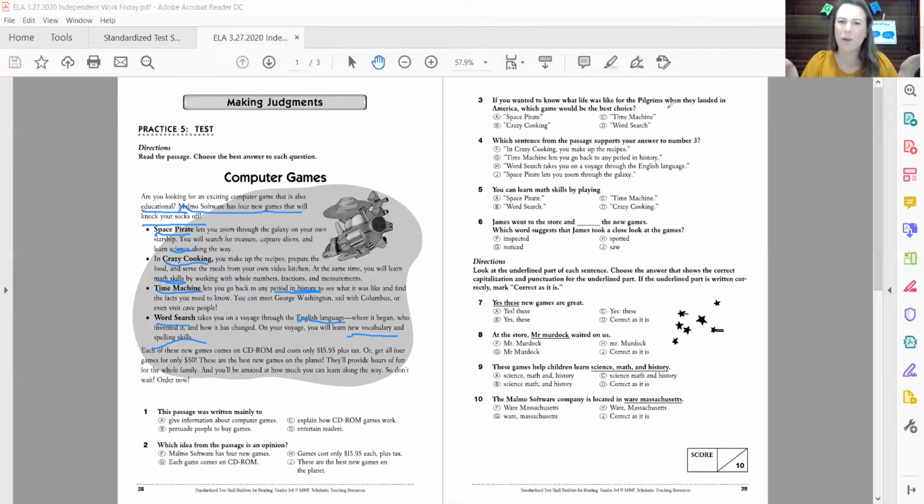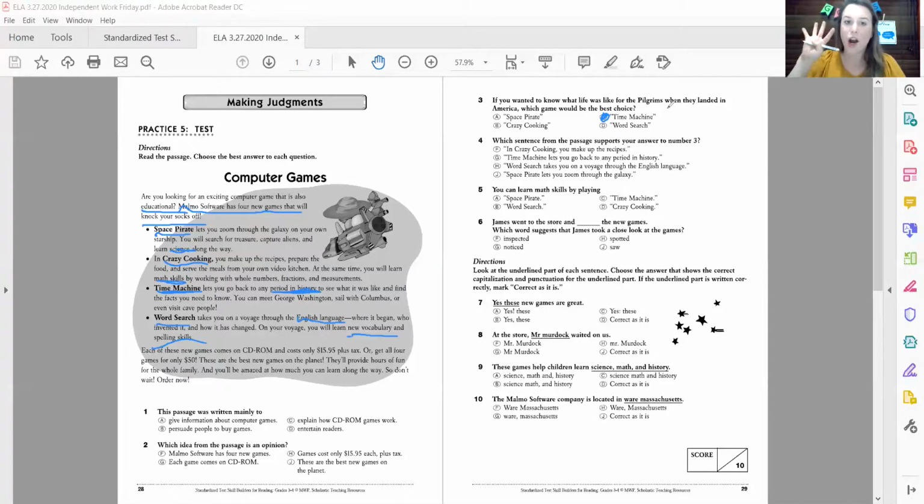So which one would apply to the Pilgrims when they landed in America? Well, think about this, you guys. When did we learn about Pilgrims landing in America? We learned that in social studies, which is history. And Time Machine deals with history. So if you wanted to go back and see what Pilgrims were like, you would have to use the game Time Machine. So that required you to stop and think there.